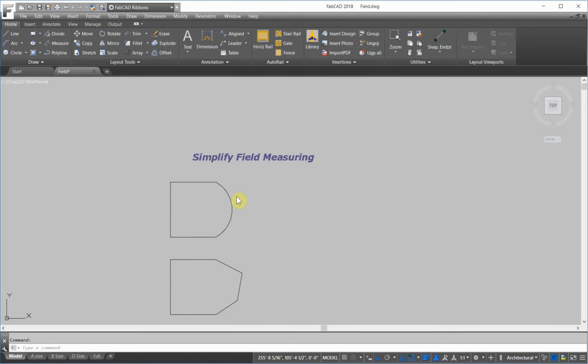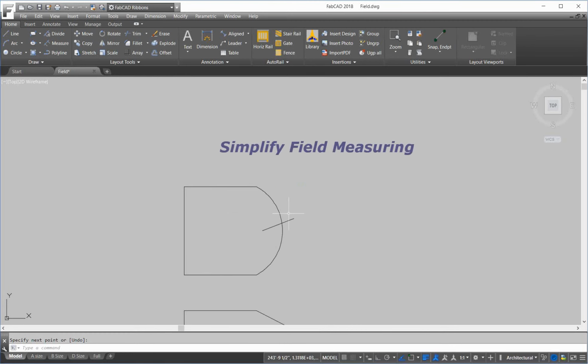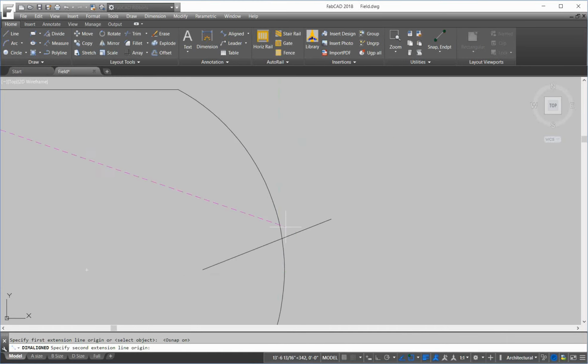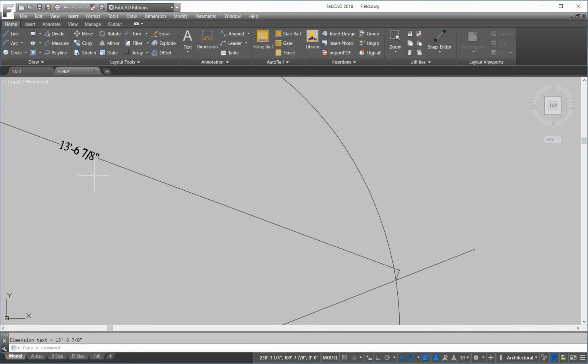So in order to get the radius of this curved part here, we need to generate a mark along the line. You tell the guys out there field measuring to take the soapstone or a marker and mark anywhere on this curved part of this piece. Then all he needs to do is get two straight line measurements to this mark in order to get the field dimension. So we're going to do a line dimension from the intersection here to here. And that dimension there is 13 foot 6 7/8.